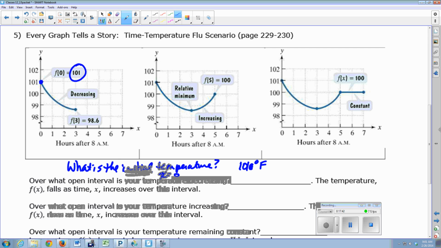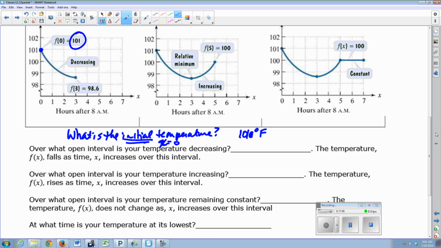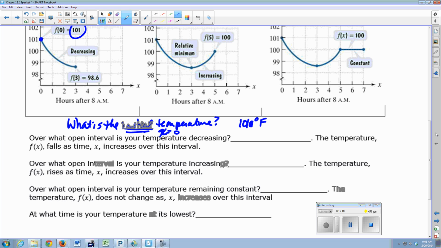All right. So over what open interval? Now this is important, because this is really sort of an arbitrary thing about using intervals to define when a function is decreasing or increasing or constant. Some books use open intervals. Some books use closed intervals. Our particular text always uses open intervals. So notice I have here, over what open interval.